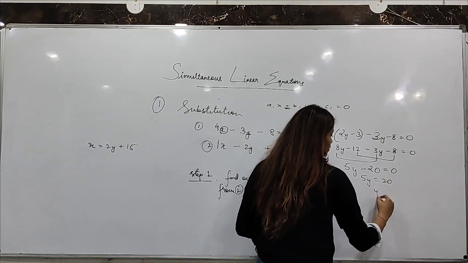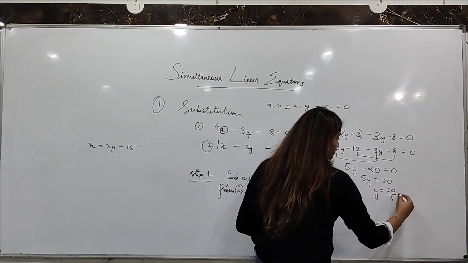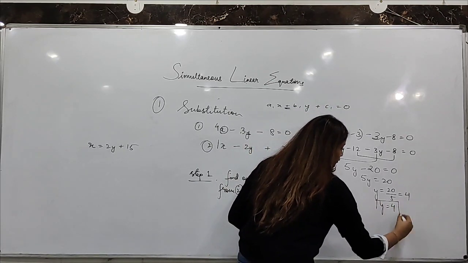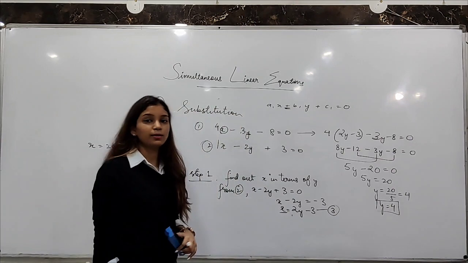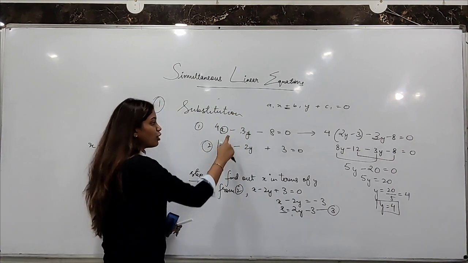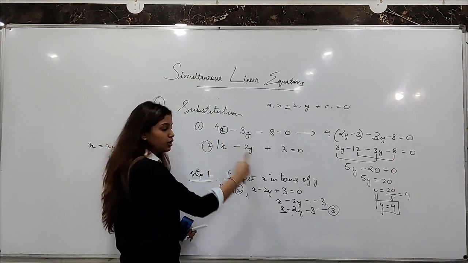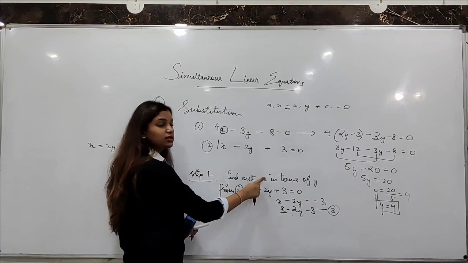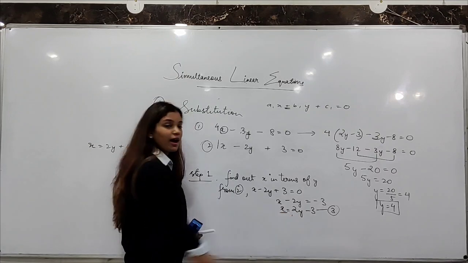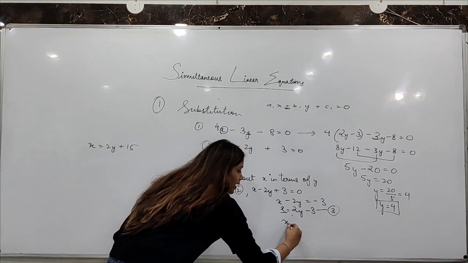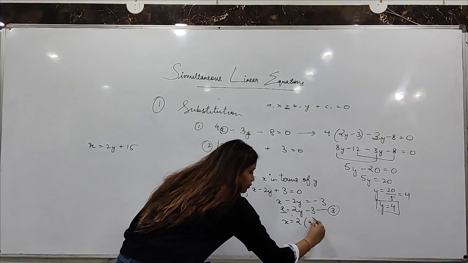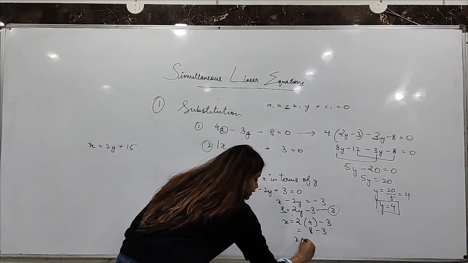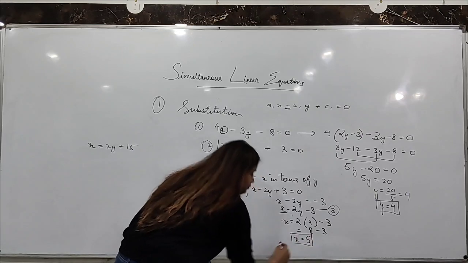xy is equal to 20. y is equal to 20 upon 5, which is 4. So we have got the value of y as 4. Now we have to find x. Do not put x here or here. Put x over here, the way you found x in terms of y. Put the value of y, 4, there. x is equal to 2 into 4 minus 3, 8 minus 3. So x is equal to 5.